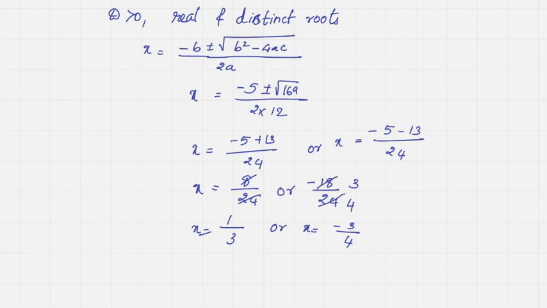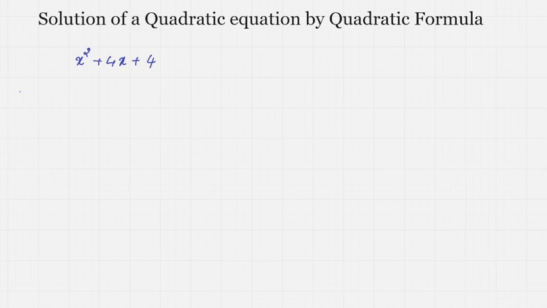Okay. So our roots are x is equal to 1 by 3 or x is equal to minus 3 by 4. Okay. Let's see another sum. Let's see the sum x square plus 4x plus 4. Here a is equal to 1, that is, the coefficient of x square is a, so a is equal to 1, and b is equal to 4 and c is equal to 4.